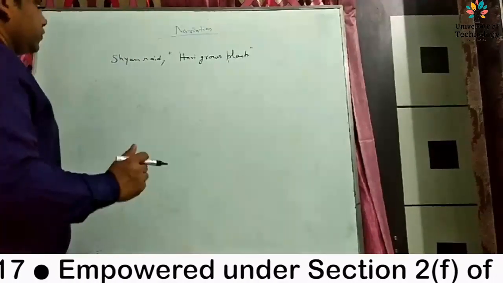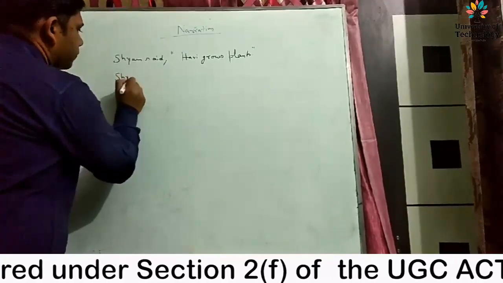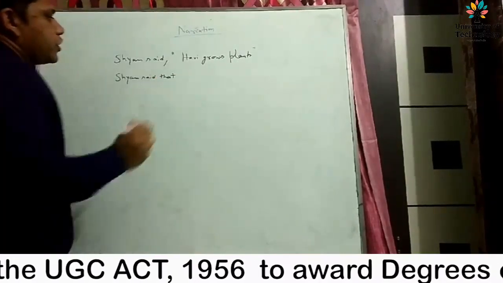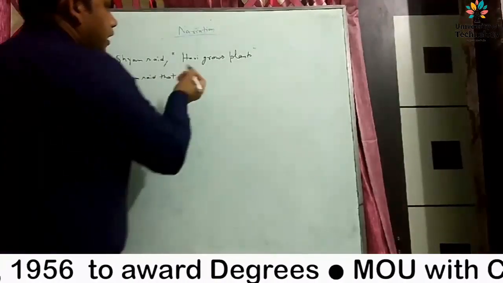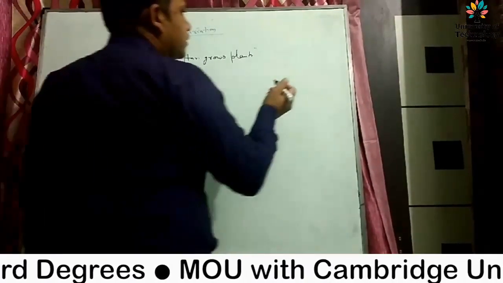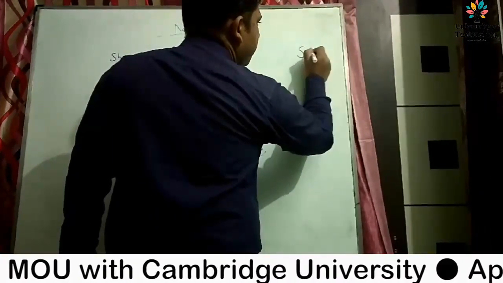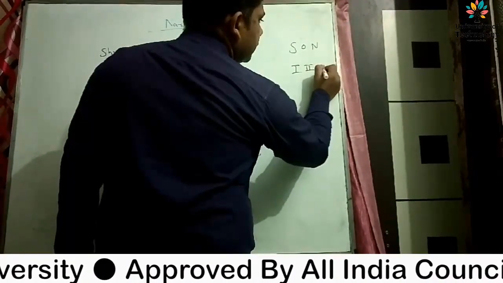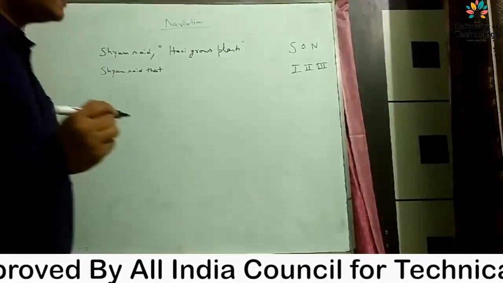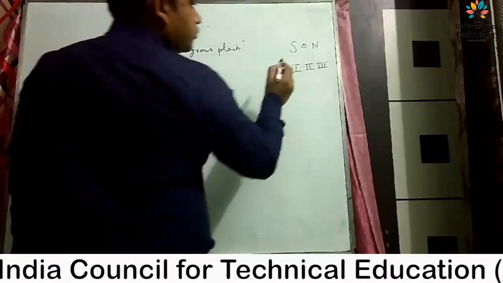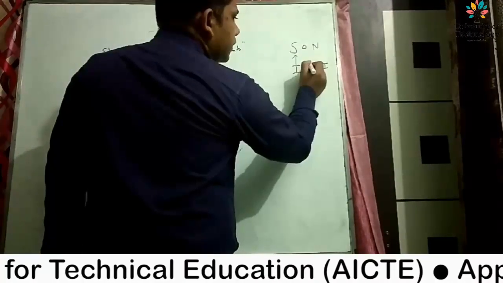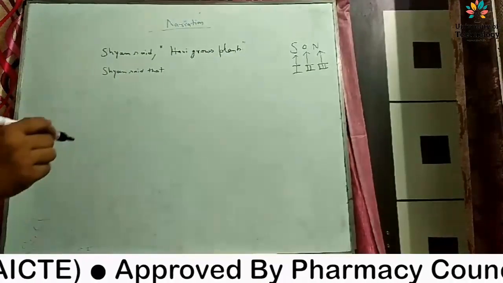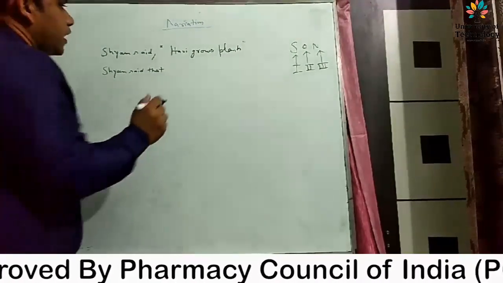So Sham said that Hari. Now we have to change the pronoun. So how to change the pronoun? There is a formula: first person, second person, and third person. First person according to subject, second person according to object, third person no change. So he, she, it, or a name is third person, that is Hari.